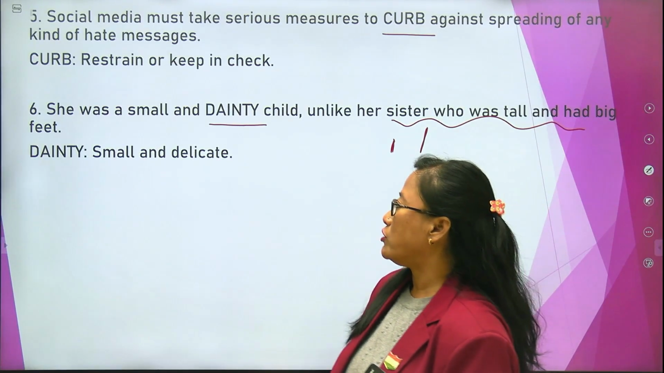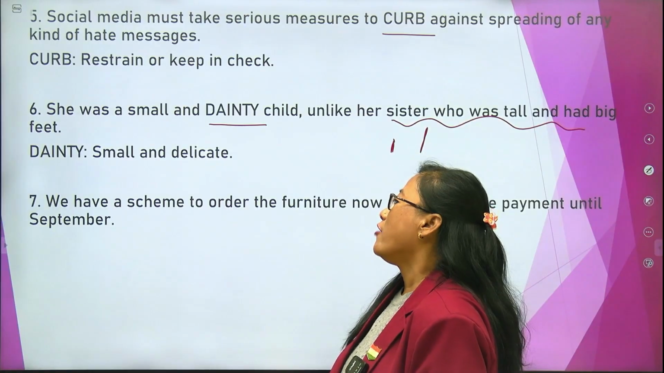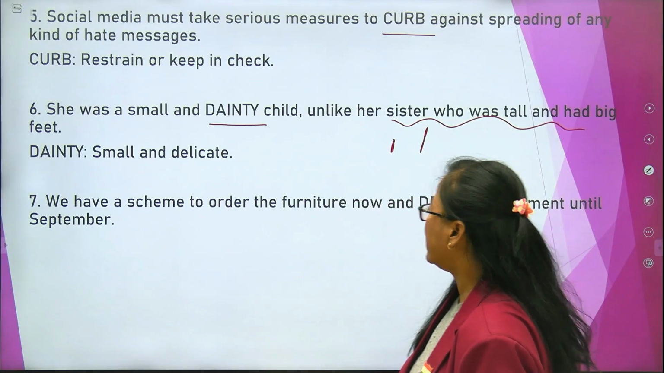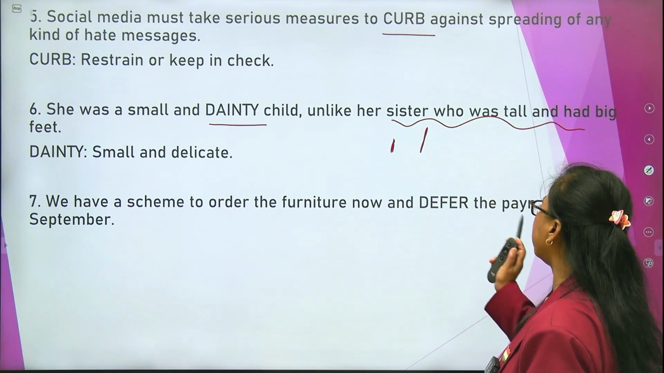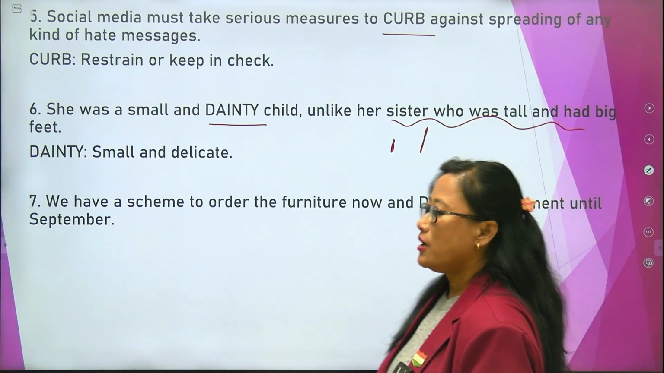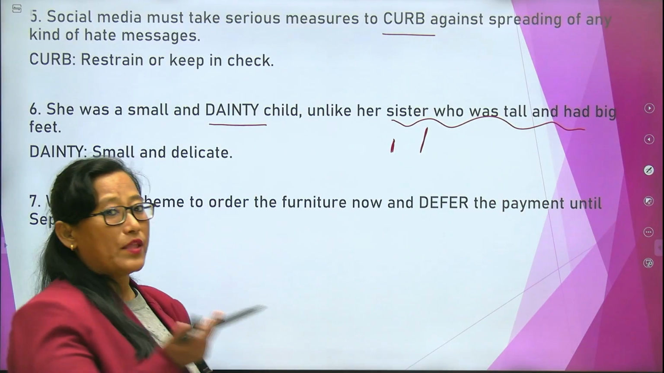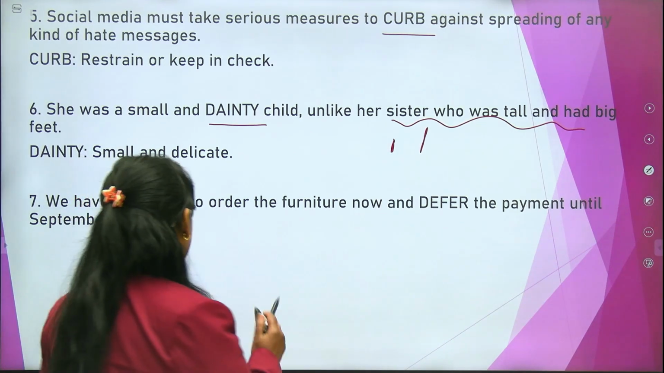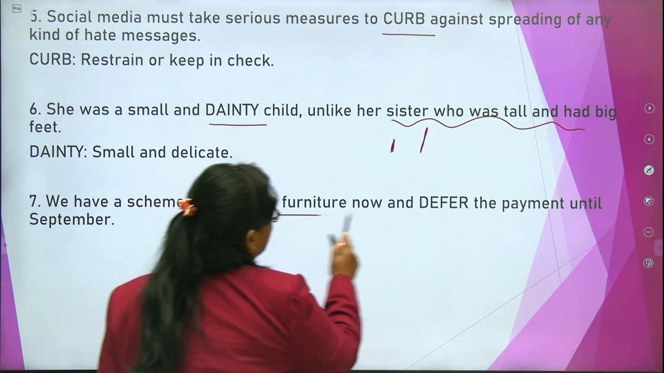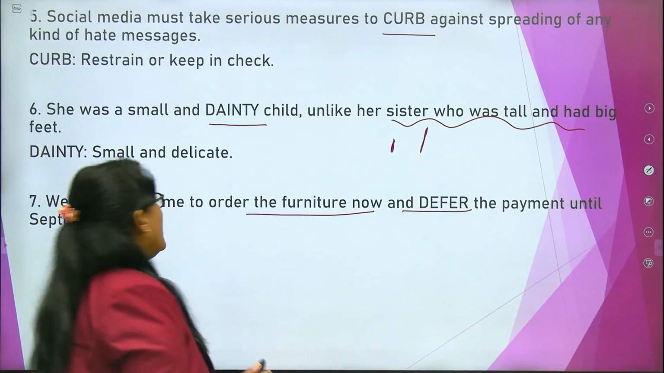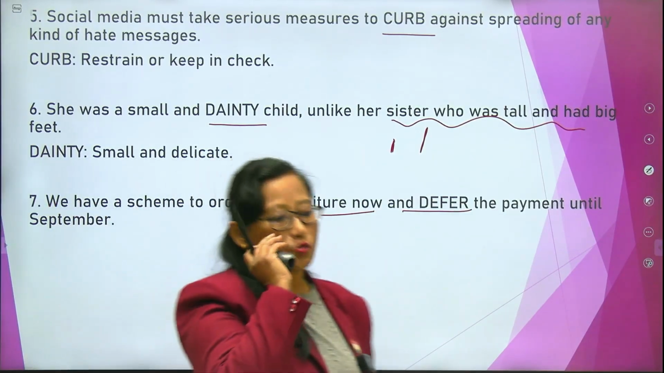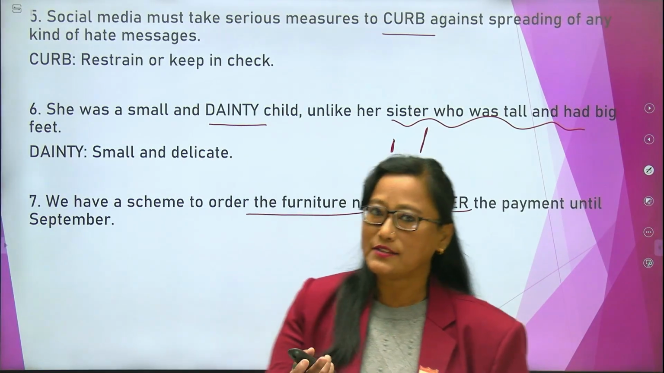Now let's move on to the seventh sentence. We have a scheme to order the furniture now and defer the payment until September. So there is a scheme by the furniture company that you can buy the furniture now and defer the payment until September. So maybe you can buy now, pay later, something like this.